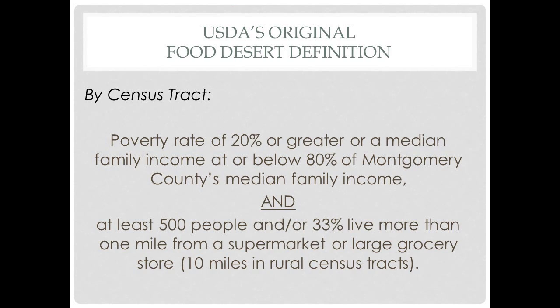First is by census tract. The poverty rate is 20% or greater, or the median family income is at or below 80% of Montgomery County's total median family income, and at least 500 people, and 33% live 1 mile from a supermarket or a large grocery store. That's talking about a Kroger or a Myers, not your little mom and pop stores. Or in the rural area, rural census tracts, that's 10 miles. So understanding what a food desert is frames this a little better.